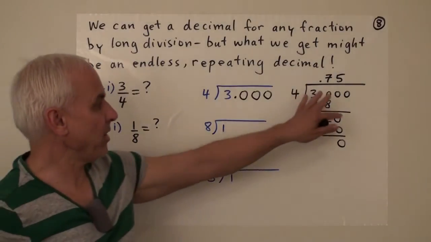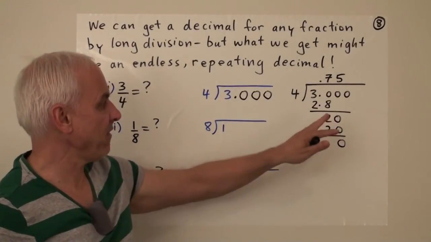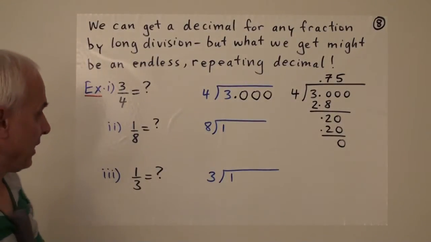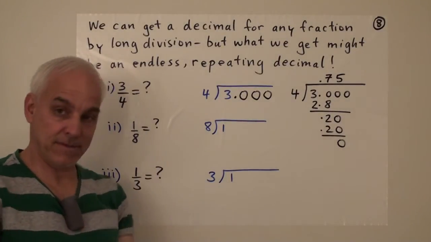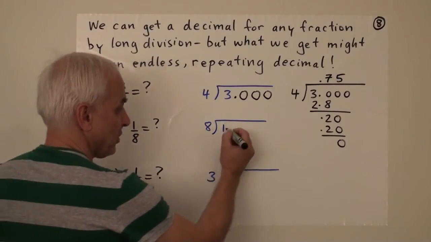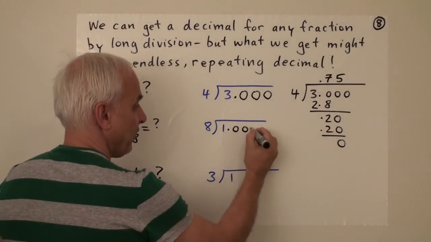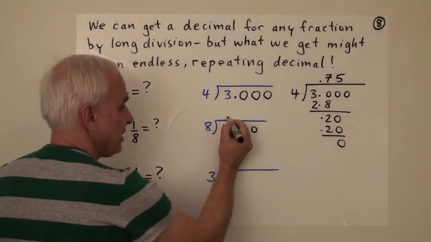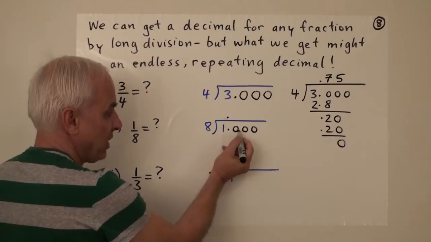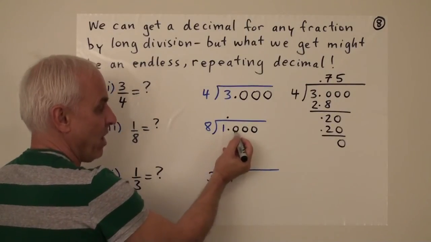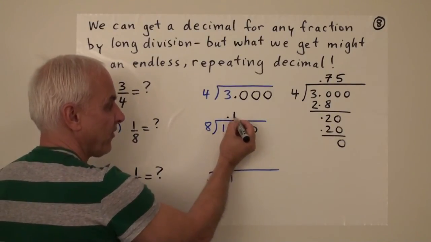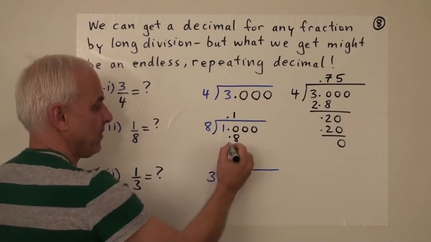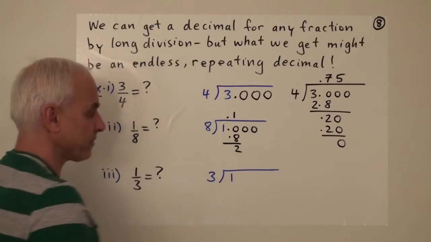All right, so that's how you would get 0.75 by actually dividing 3 by 4. Let's see if we can get 1/8 this way. Might try to do it here. So 1 is the same as 1.000. How many times does 8 go into 1? It goes 0 times. Well, how many times does 8 go into 10, or actually 1.0? It goes once, actually 0.1 times. And that would be 0.8. When we subtract, we get 2.